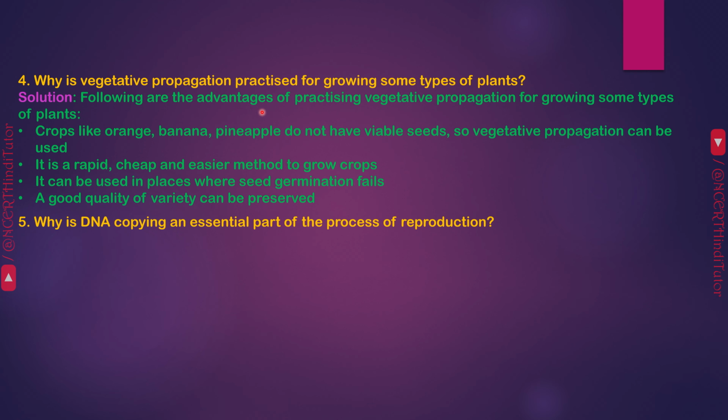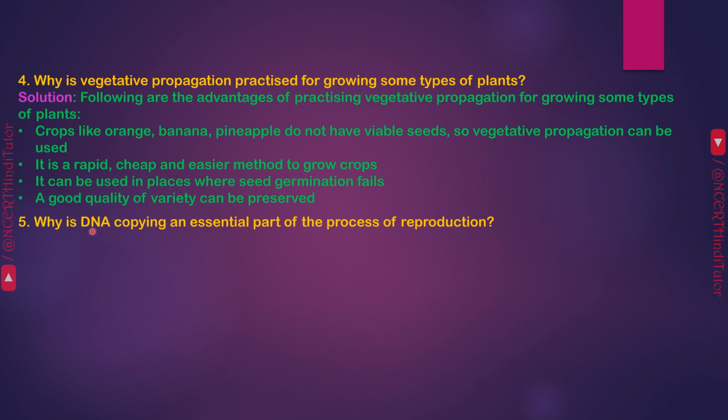Question 4. Why is vegetative propagation practiced for growing some types of plants? Answer. Following are the advantages of practicing vegetative propagation for growing some types of plants. Crops like orange, banana, pineapple do not have viable seeds, so vegetative propagation can be used. It is a rapid, cheap, and easier method to grow crops. It can be used in places where seed germination fails. A good quality of variety can be preserved.